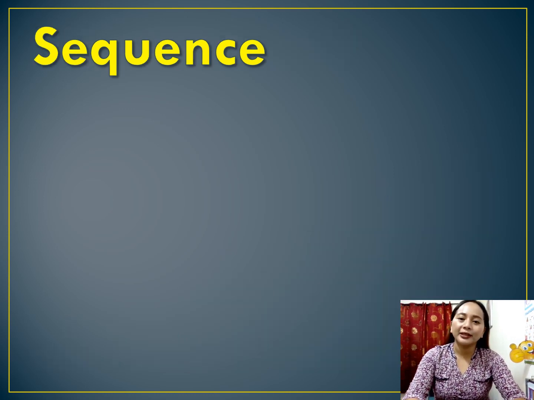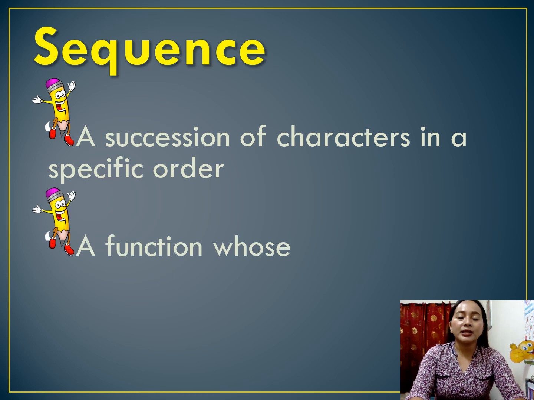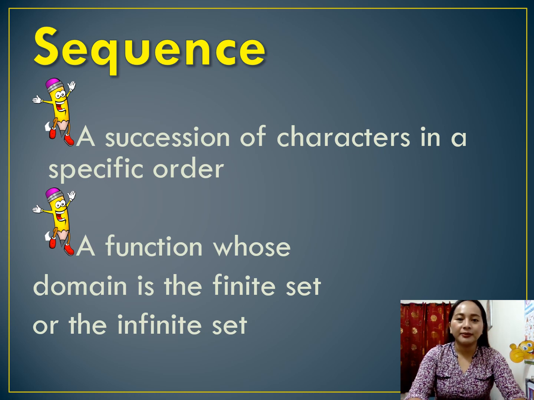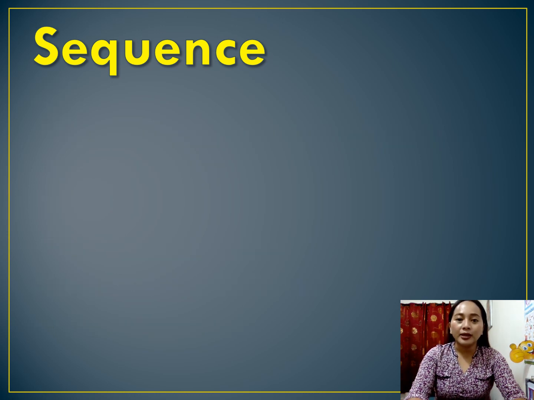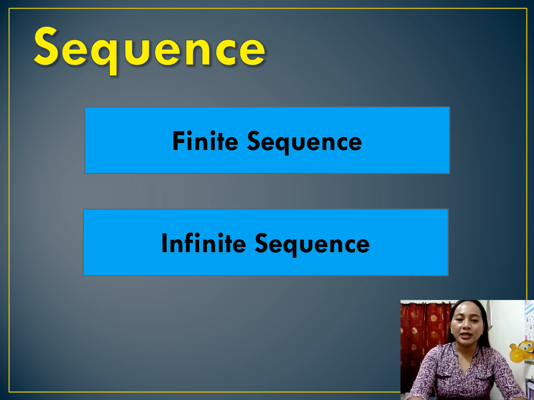But before that, let us define sequence first. It is a succession of characters in a specific order. Now, sequence has the big word order. Also, sequence is a function whose domain is the finite set or the infinite set. And sequence has 2 types: finite sequence and infinite sequence.